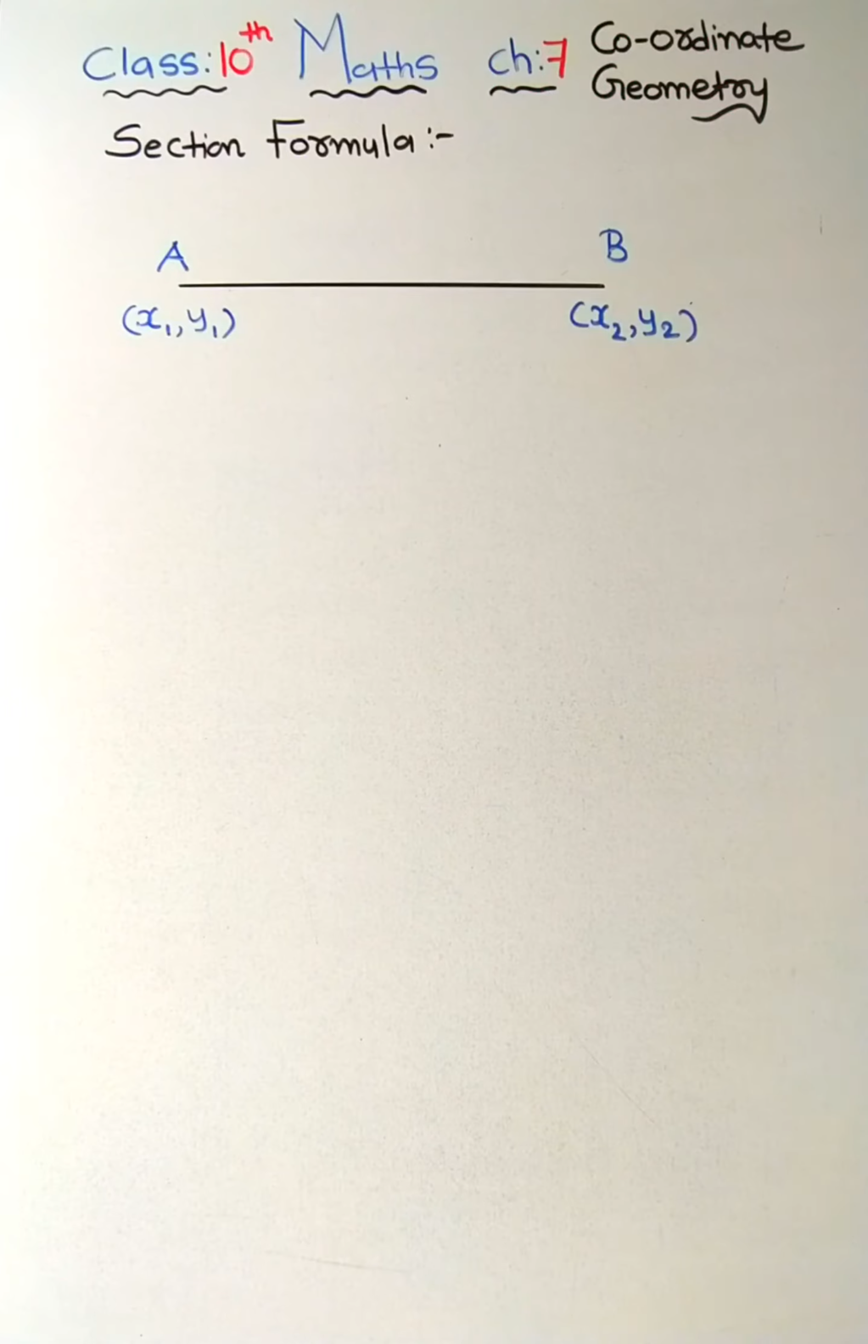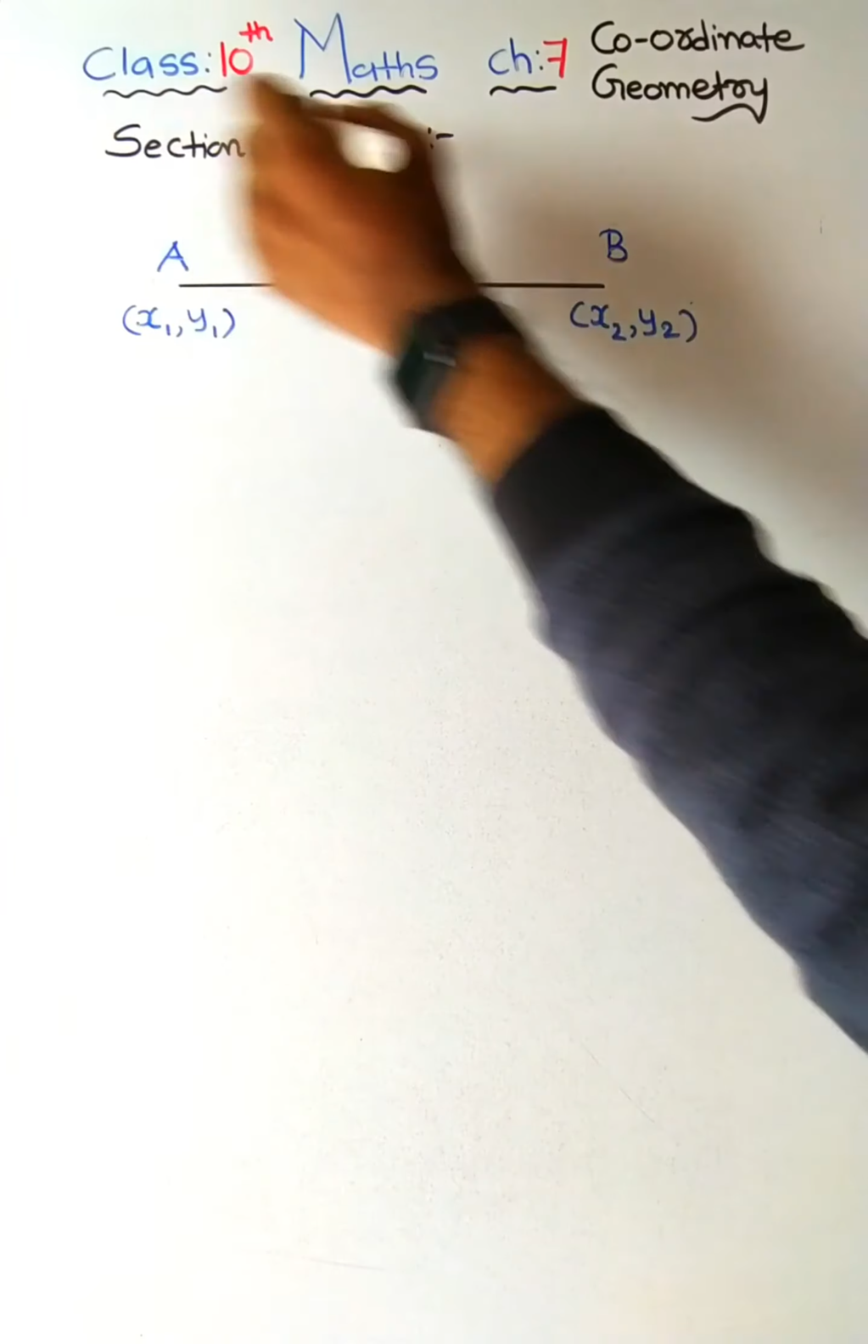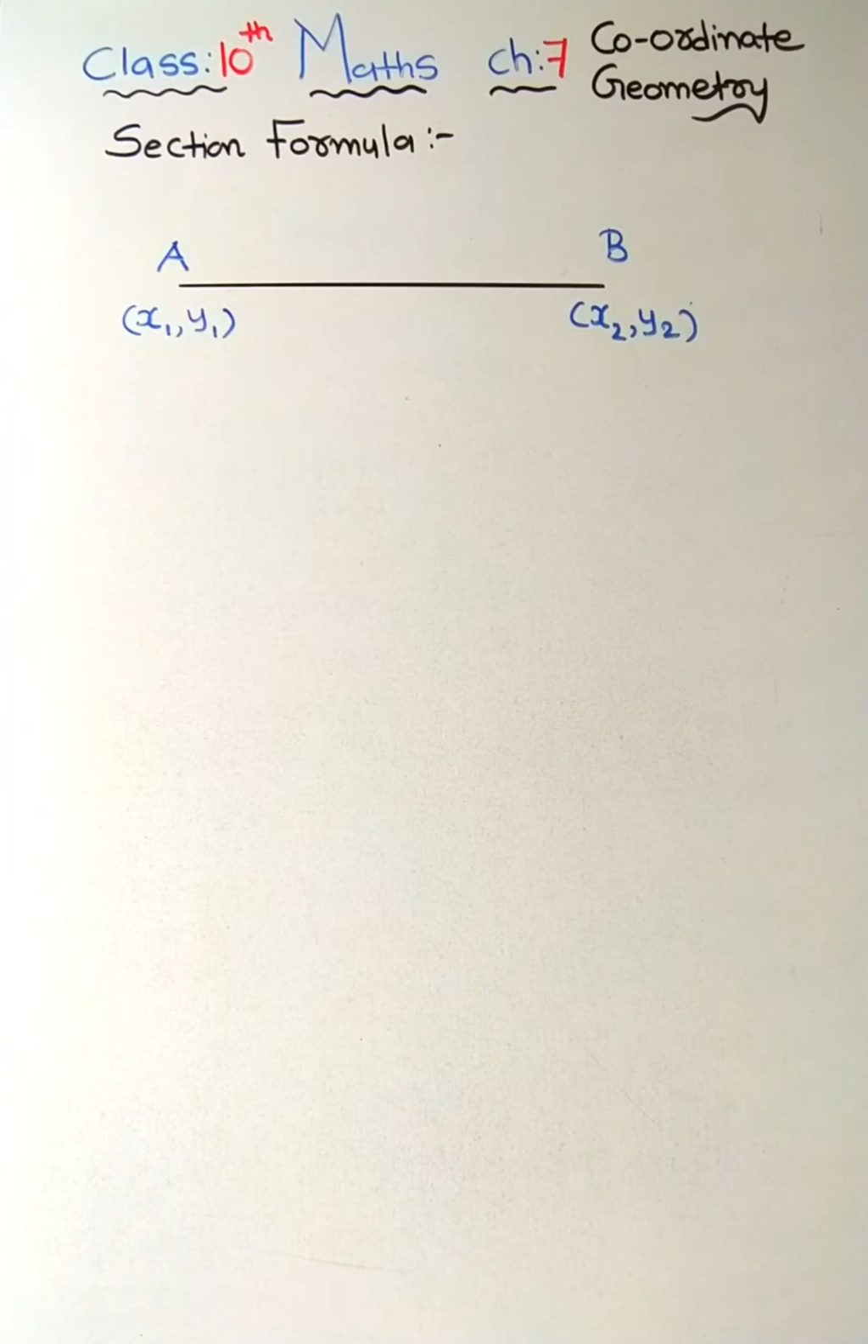We are studying class 10 mathematics, in that chapter number 7, coordinate geometry. In the previous video, in two parts, we have finished the concept of distance formula and exercise 7.1. Now the next topic is section formula, so we will see a bit about this formula and then we will go for exercise 7.2.